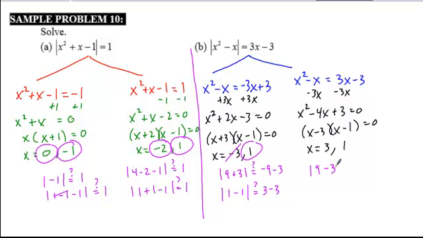We'll plug in a 3 here. 3 squared is 9, minus 3, is that equal to 3 times 3 minus 3? We get 6 is equal to 6, so 3 works, and we already saw 1 is a solution, so we don't need to redo it. So 1 and 3 would be our answers.